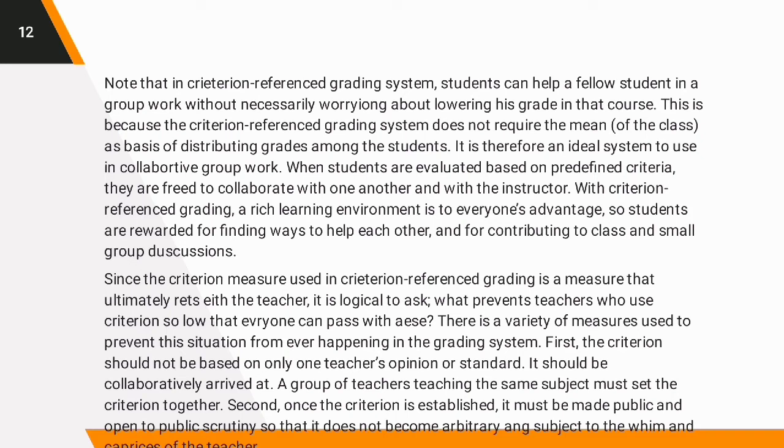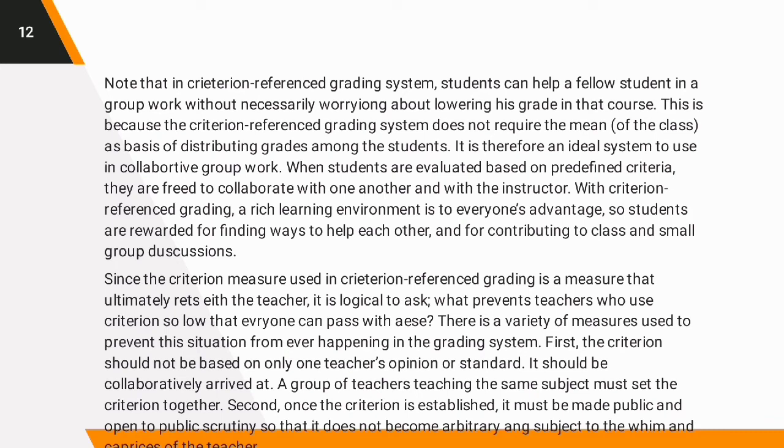This is because the criterion reference grading system does not require the mean of the class as a basis of distributing grades among the students. It is therefore an ideal system to use in collaborative group work. When students are evaluated based on a predefined criterion, they are free to collaborate with one another and with the instructor. With criterion reference grading, a rich learning environment is to everyone's advantage. So the students are rewarded for finding ways to help each other and for contributing to class and small group discussion.